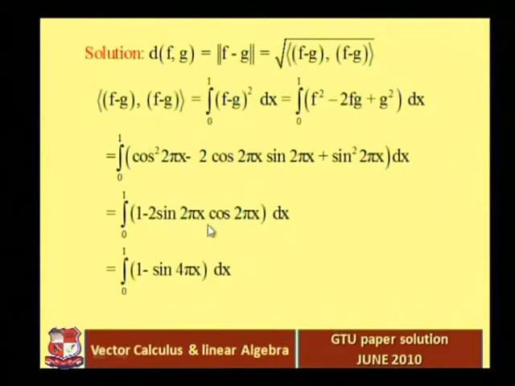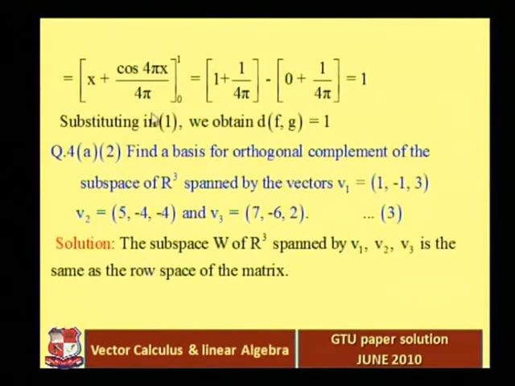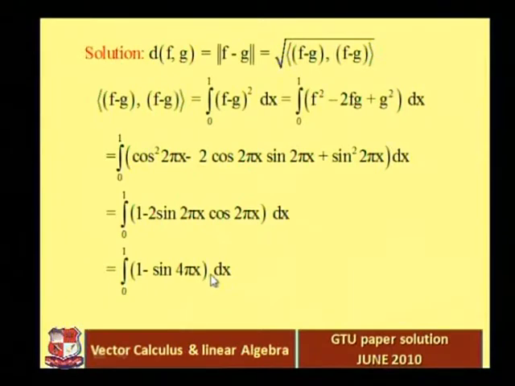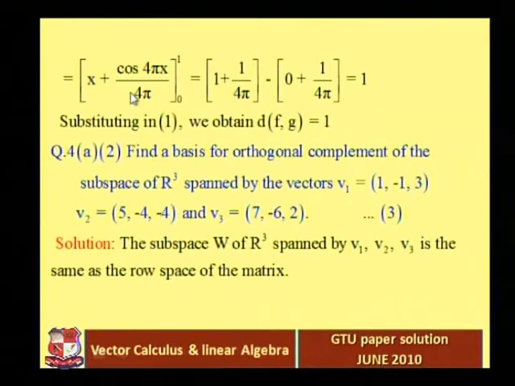We use that formula: sin 2πx cos 2πx can be written as sin 4πx. So this is the integration from 0 to 1 of (1 minus sin 4πx) dx. Now the integration of 1 is x, and the integration of sin 4πx is minus cos 4πx upon 4π, so that will become plus, minus minus plus, cos 4πx upon 4π, integration from 0 to 1.